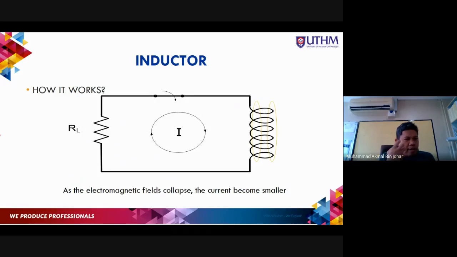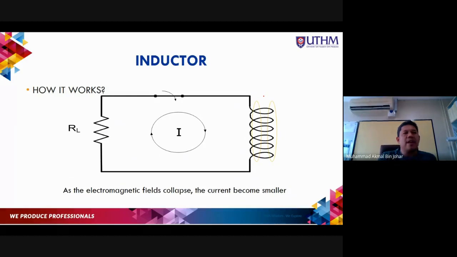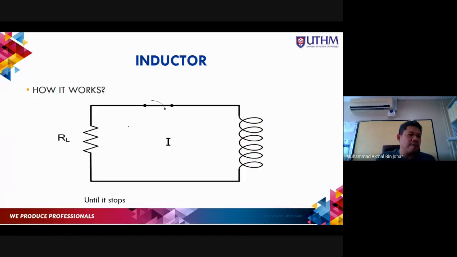As the electromagnetic field collapses, as you can see here, I tried to show that it has a very strong magnetic field and the current still starts flowing. Then as the magnetic field starts to diminish, the magnetic field is smaller, and the current also becomes weaker, until finally the current stops. So here you have a fully discharged state of an inductor.